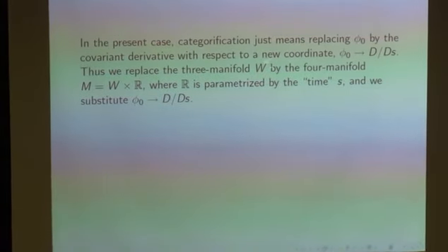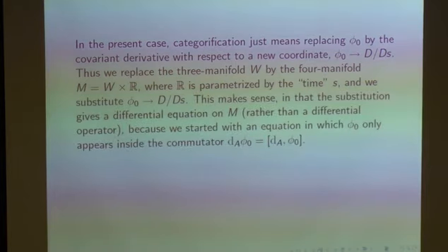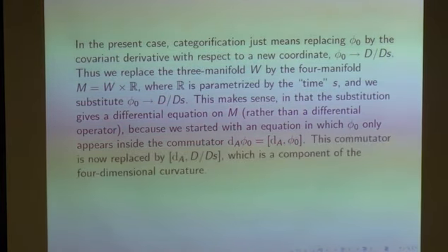So we replace the 3-manifold W by the 4-manifold W times R. We did that once already with a different explanation of why. R is parameterized by the time s. And we just replace phi 0 by d by ds wherever it appears in the equation. This makes sense for a reason I told you. The substitution gives a differential equation rather than a differential operator, because we started with an equation in which phi 0 only appears inside the commutator. We now replace this commutator by another commutator, and that's a component of the 4-dimensional curvature.